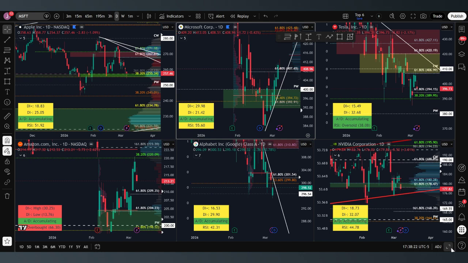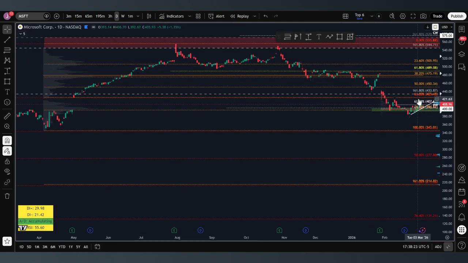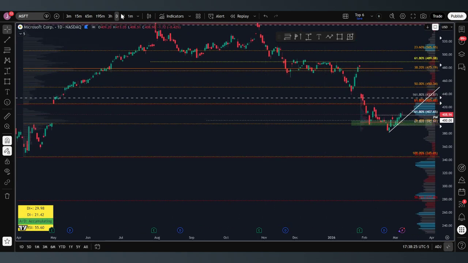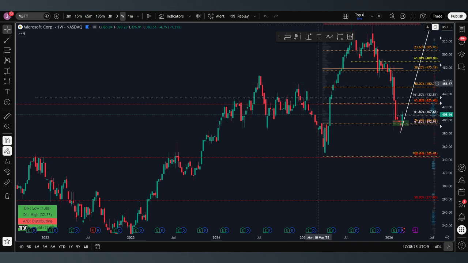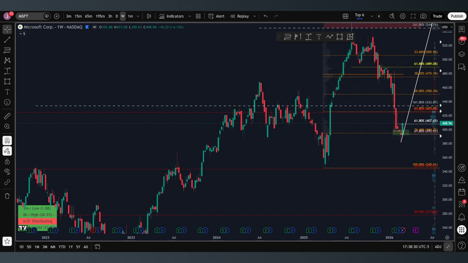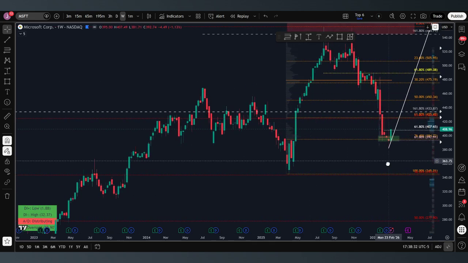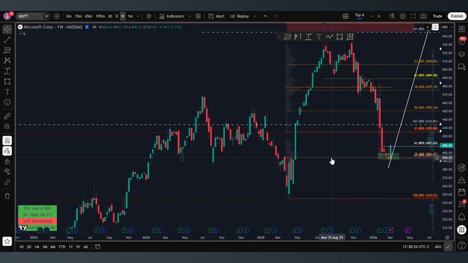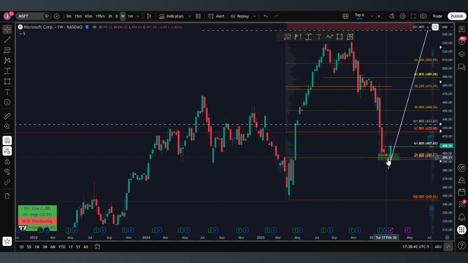On to Softy. Softy, let's just go to a weekly first. So we can see Softy tested back into the 76.4 of the secondary. We're still below the primary 23.6, which is a 425, which is an issue. And we're trying to balance out here after we close that gap down here.